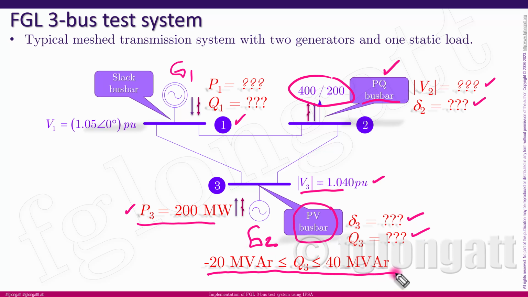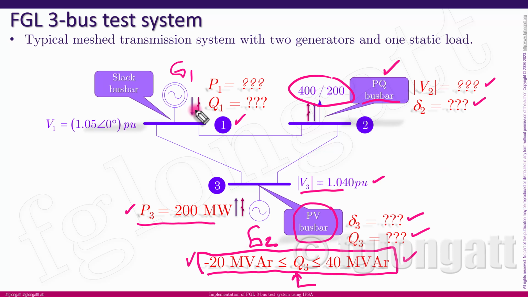And in this model, we have a very interesting feature that we want to show regarding controls in the power flow. In this model, we are considering that the reactive power generation of this synchronous machine must be between minus 20 MVAR and 40 MVAR. So this is what we know, limits for reactive power.